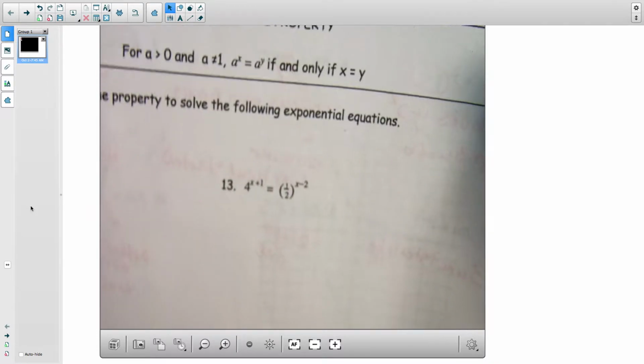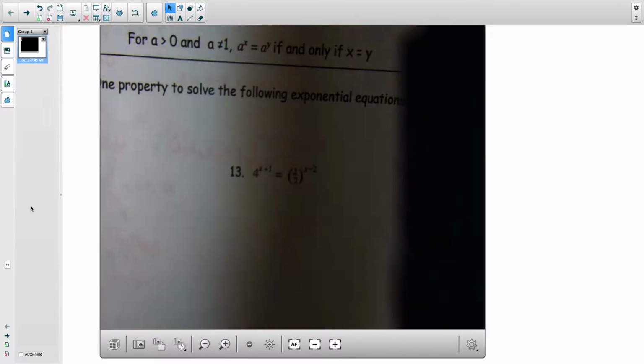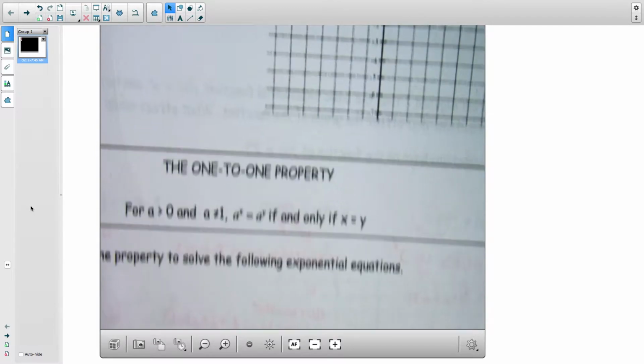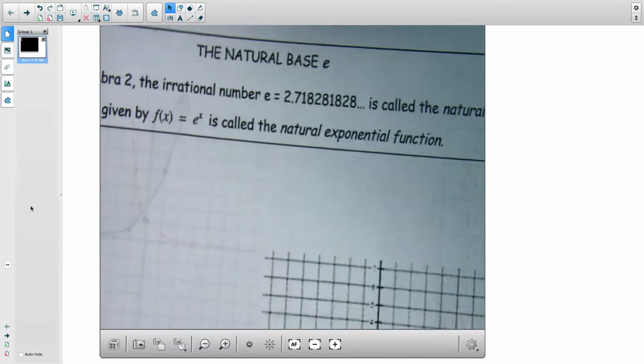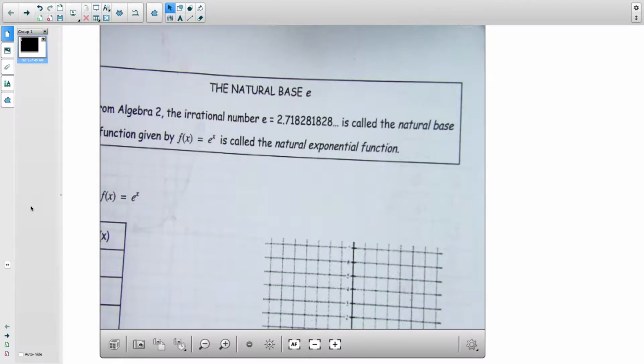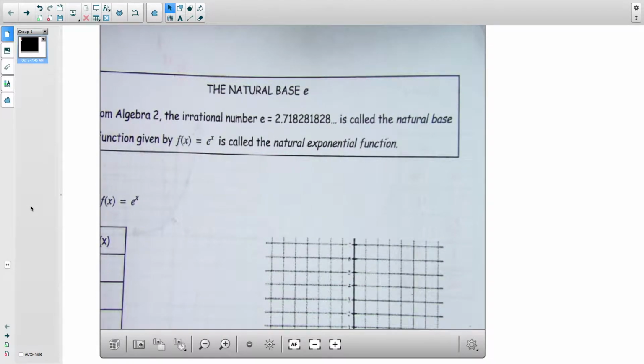And then here's the e. Recall from Algebra 2, the irrational number e is 2.718281828, and so on. It's irrational, it doesn't repeat. It's called the natural base, and the function given by f of x equals e to the x is called the natural exponential function. When we go to ln, natural log. So what do you think is going to happen here?